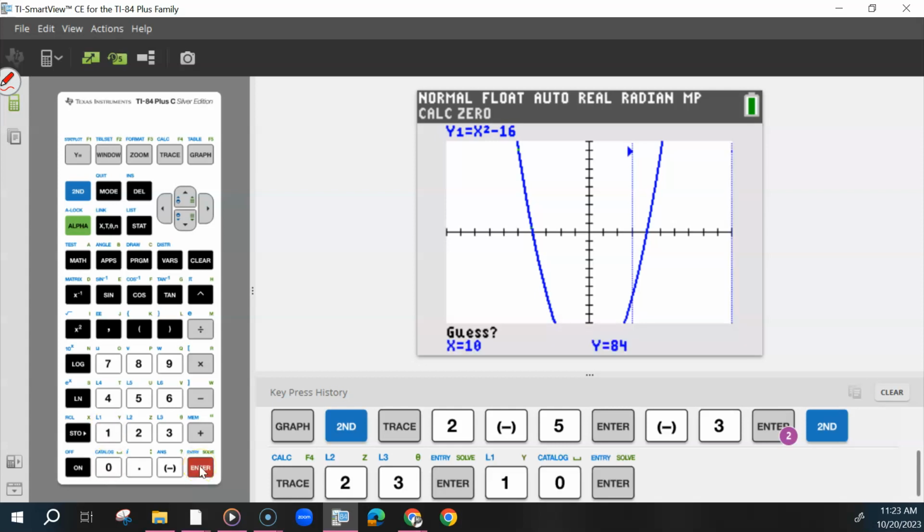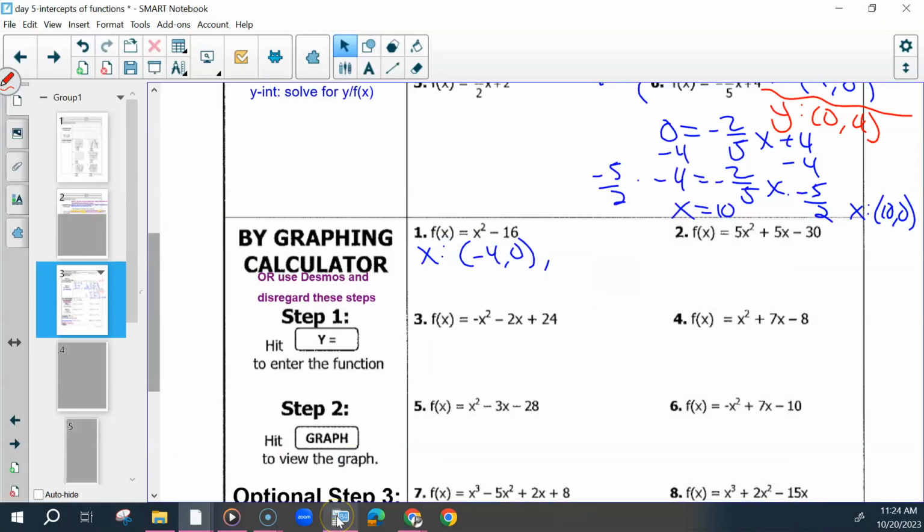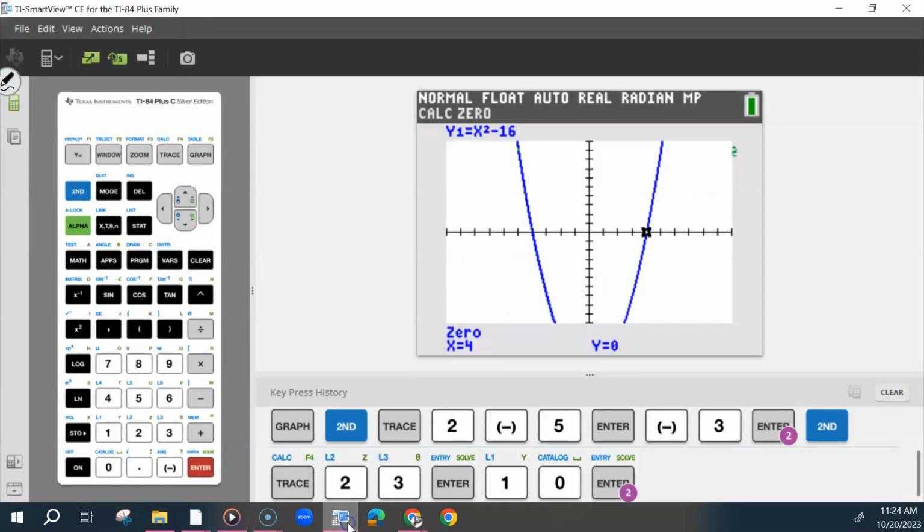You want to make sure it's in your graph so you can still see it. So 10 works because it's on the edge. But if I chose 11, you wouldn't be able to see it. So now I have my boundaries. So now I'm going to hit enter again to get my x-intercept. Okay, so that is how we find x-intercepts in the calculator.